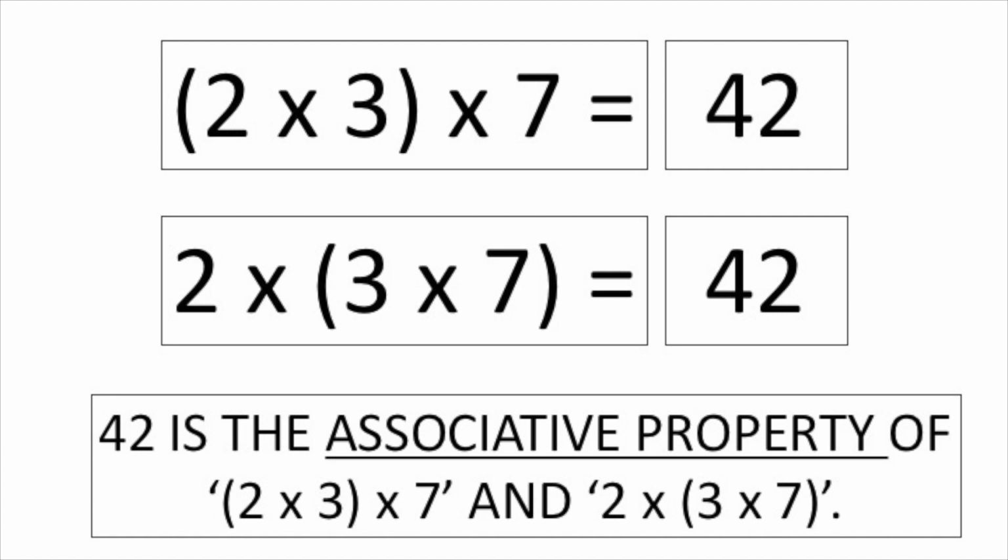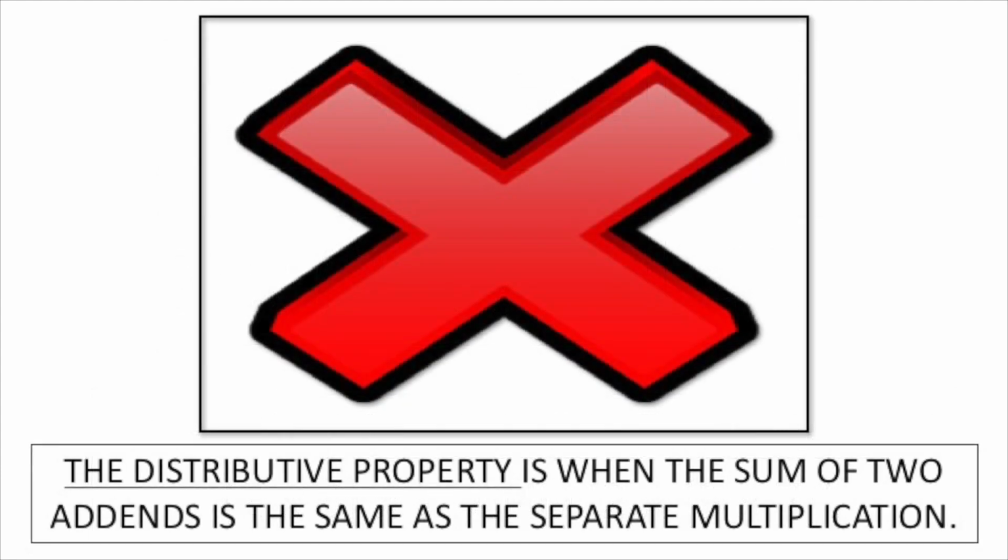42 is the associative property of 2 times 3 times 7 and 2 times 3 times 7. Same numbers involved in a different sequence will give the same answer, 42. And now we're going to look at the distributive property.